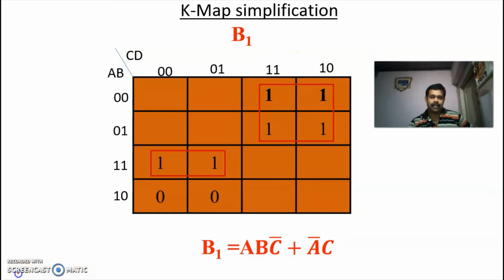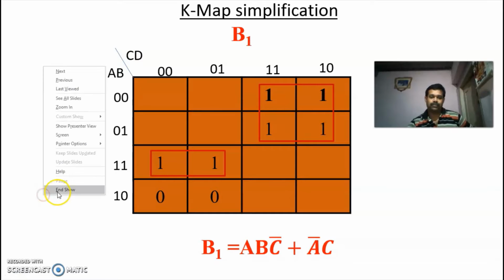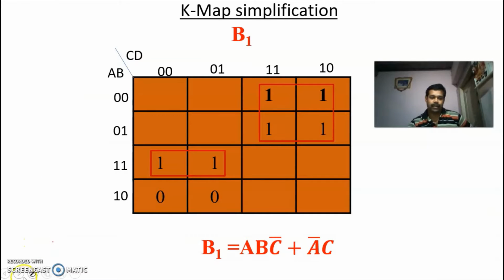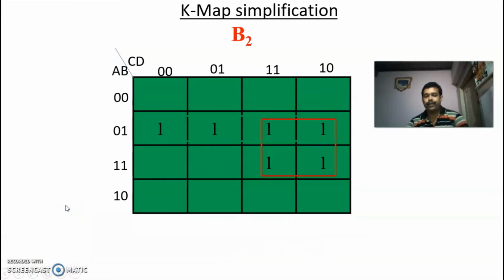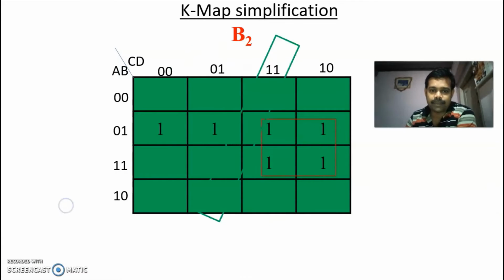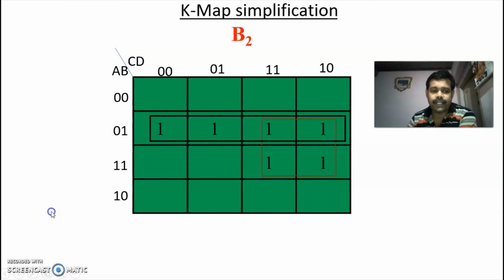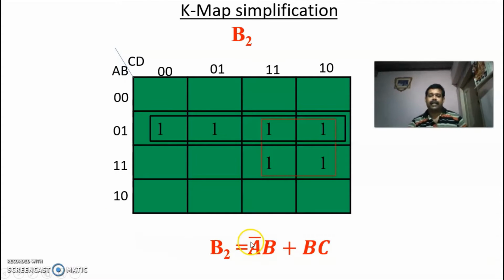Okay, next similarly for B2. Taking the column of B2, mapping the corresponding ones, after grouping we write the expression. The expression is A bar B plus B C. For this one, this is A bar B, and for this one B C.